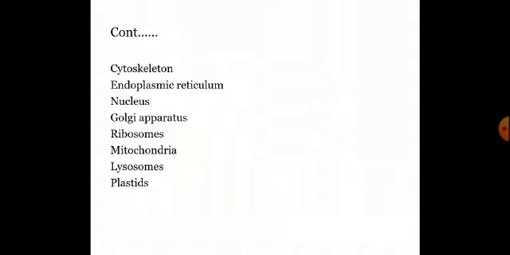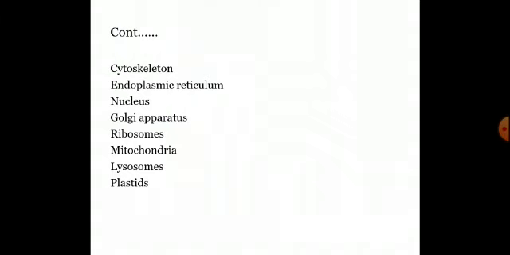Next, we shall see about the endoplasmic reticulum. We know generally the endoplasmic reticulum is like a network. It is small and it has a number of tubular structures that divide the cell surface into two parts: one is luminal and the other is extraluminal.